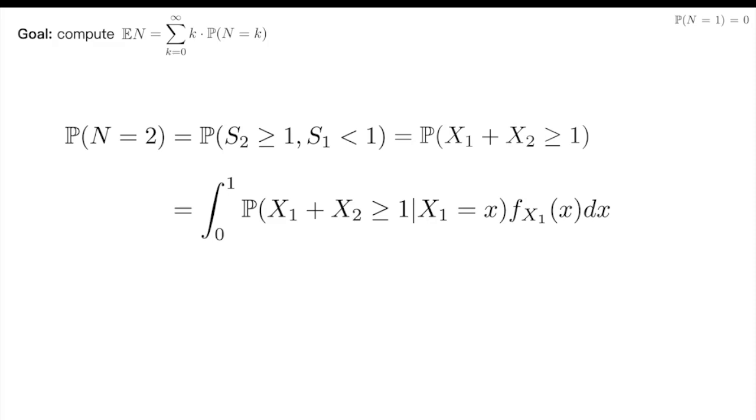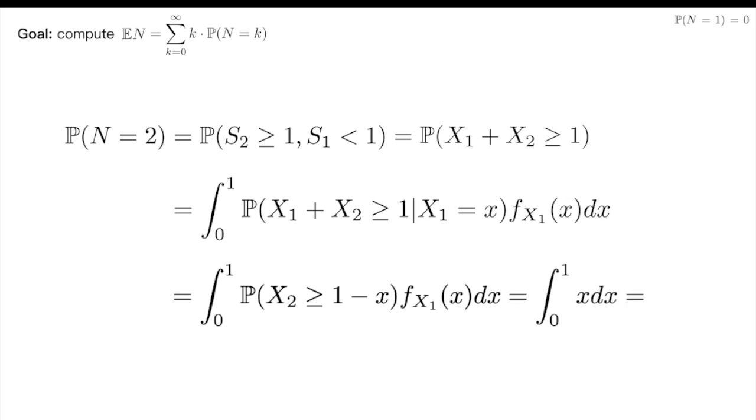Now we can plug in capital X1 equals some fixed number, small x, and also recall that X1 and X2 are uniformly random variables on 0 to 1. So we can plug in the CDF of X2 and the density of X1. We can get a formula like this, and we can compute this number. It is one half. We also leave it in the corner. We will use it later.